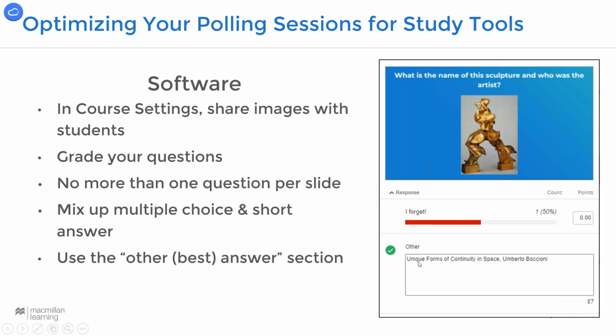So this correct answer was put into the other or best answer section. And when you put something into that other and best section because all of your students forgot the correct answer, that's going to be the one that shows up on the back of the card. So for you as the instructor, you're always able to control through the software what your students ultimately study.